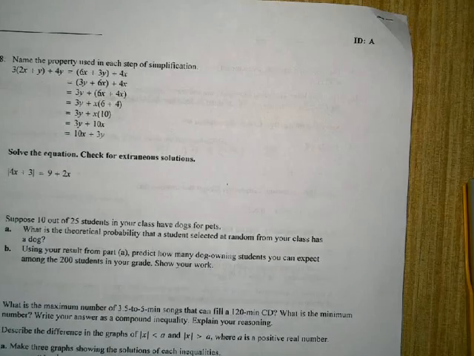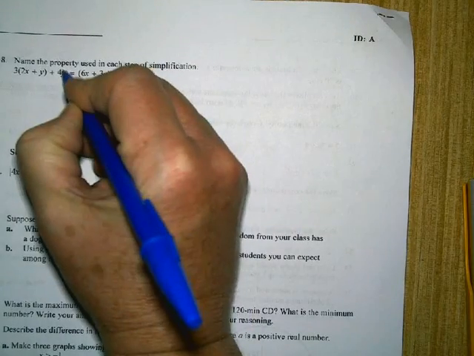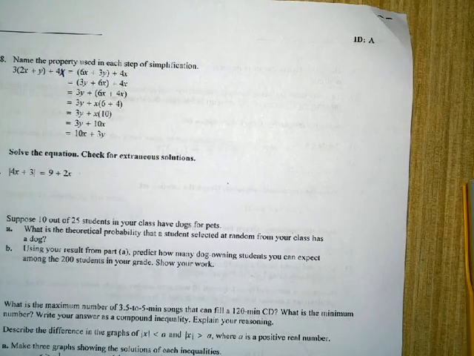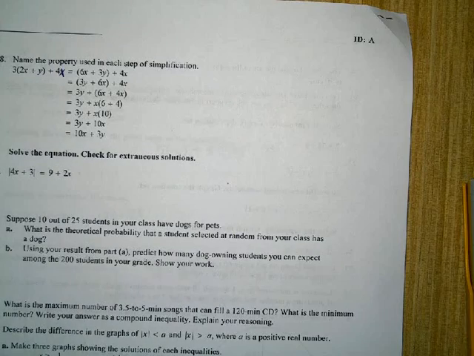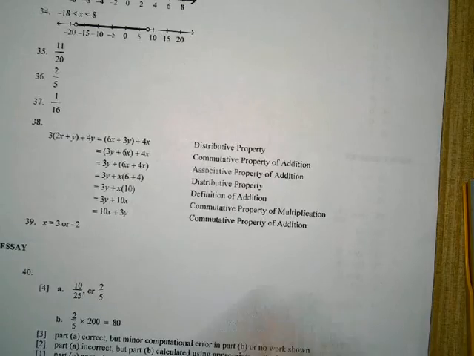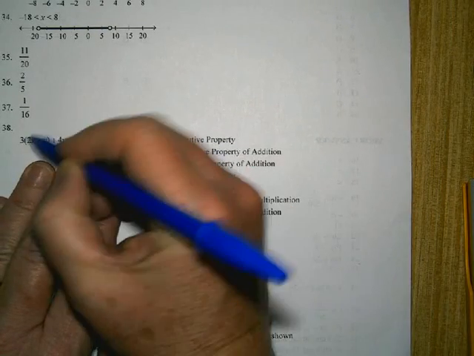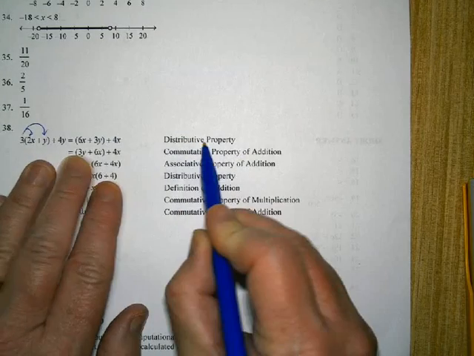38. Name the property used. I'm pretty sure this is supposed to be an X, and that was a typo. So let me show you what we have here. Instead of me writing it down, let me show you. What property did they use here? They used the distributive property. They did this step right there. That was the distributive property. Okay?